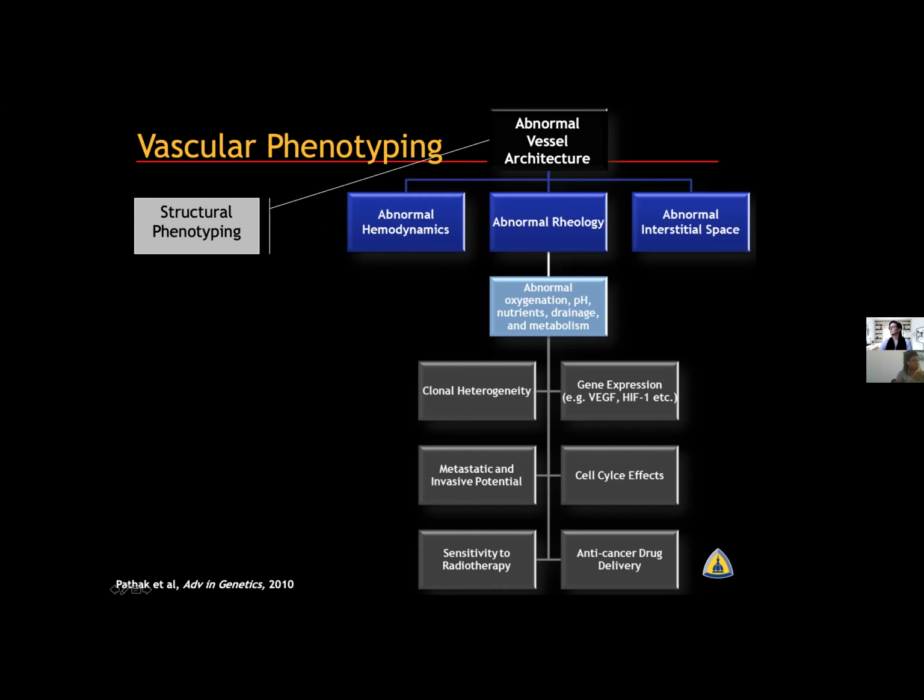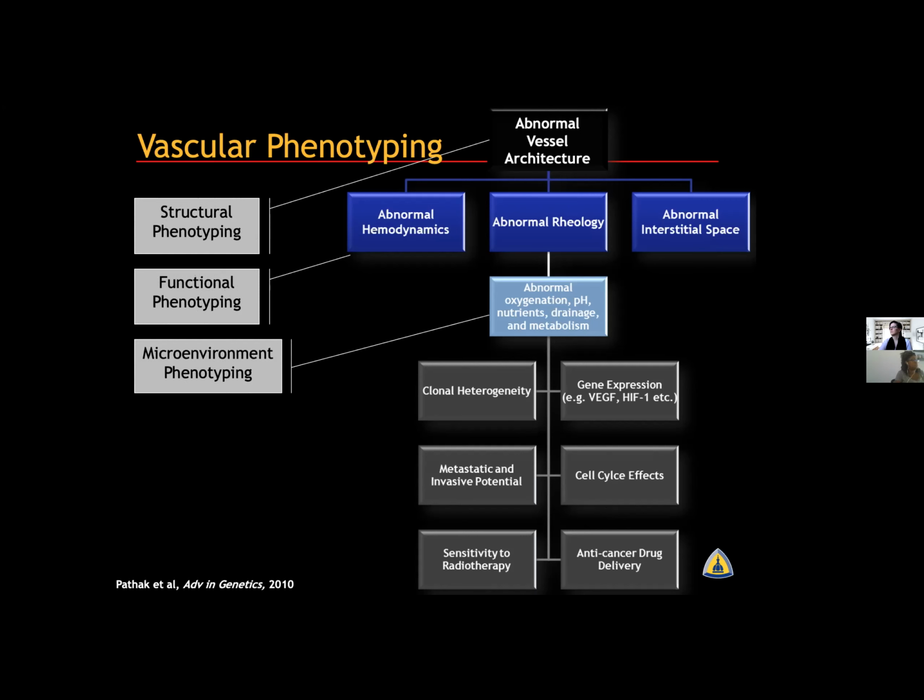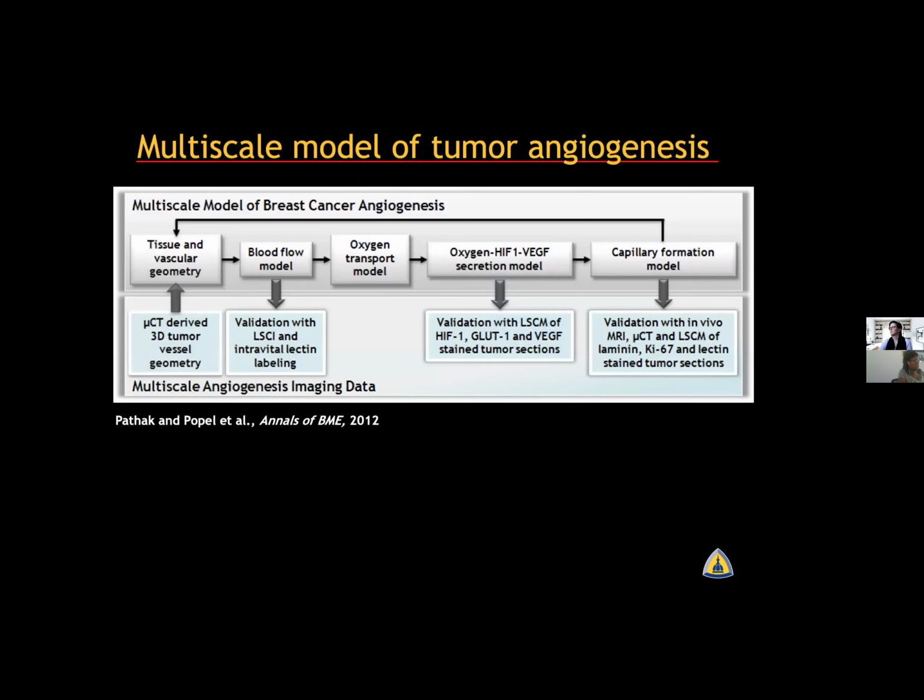When we characterize the differences between healthy and abnormal blood vessels structurally, it's known as structural phenotyping. We can also characterize differences in their function, which is known as functional phenotyping. And then we can characterize the effect that they have on the entire tissue microenvironment, which is known as microenvironmental phenotyping. So what I'm going to start with is an example from cancer.